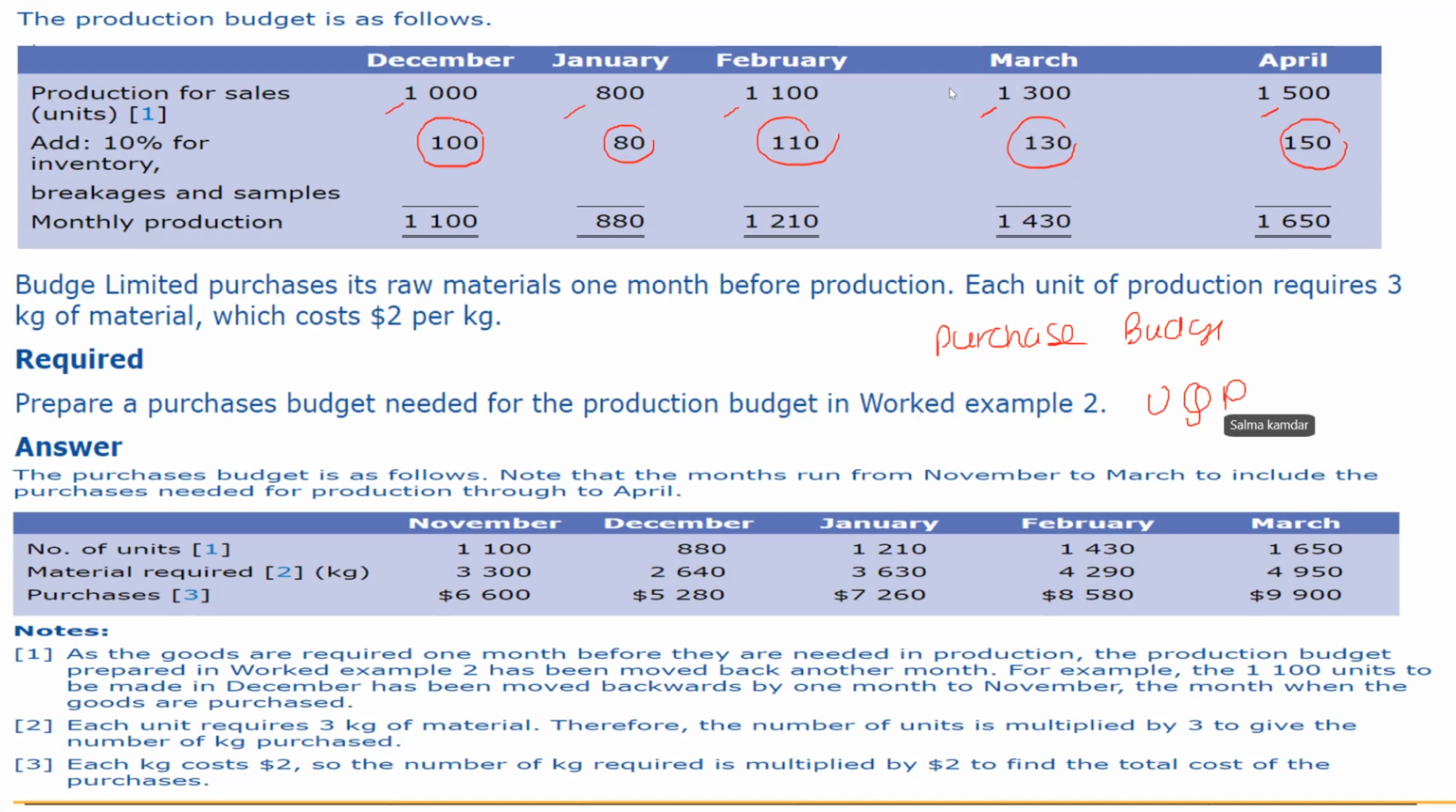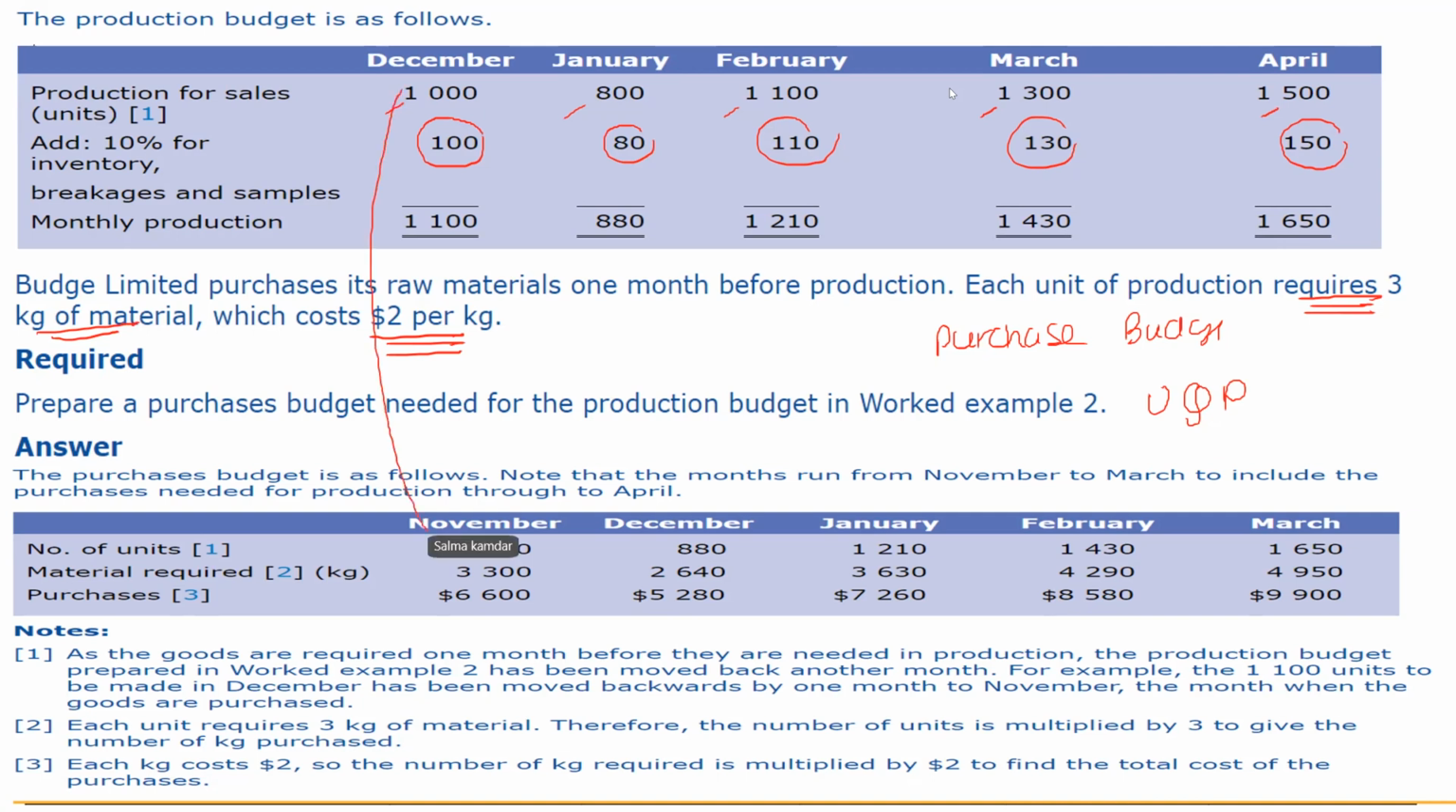What is the raw material that you need? You require 3 kg of material to make 1 unit. And the price per kg is how much? 2.